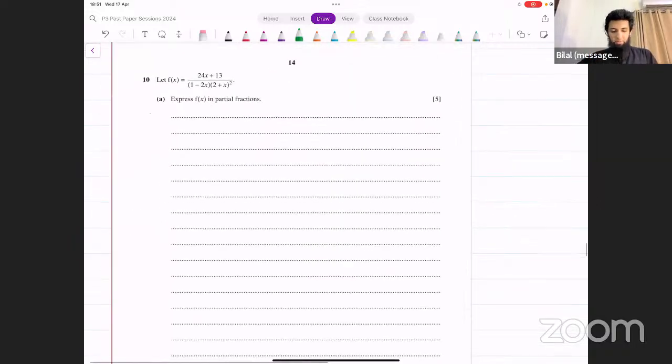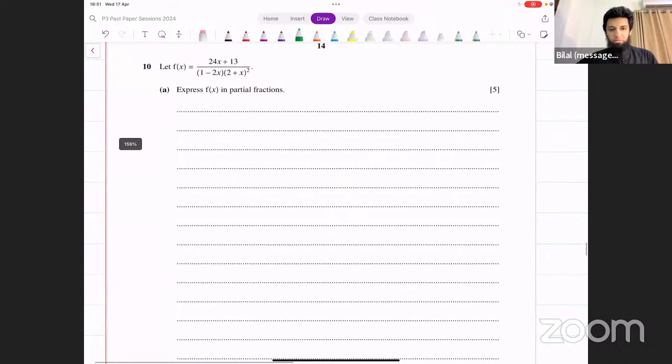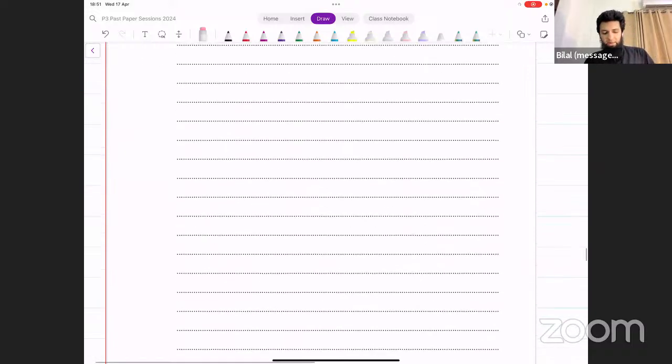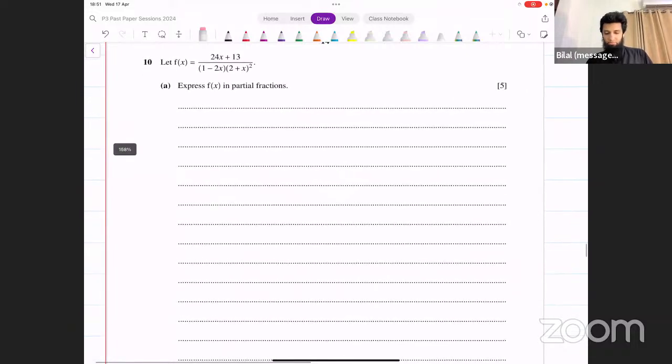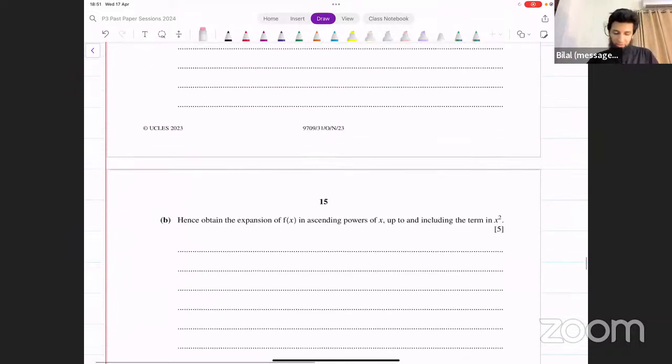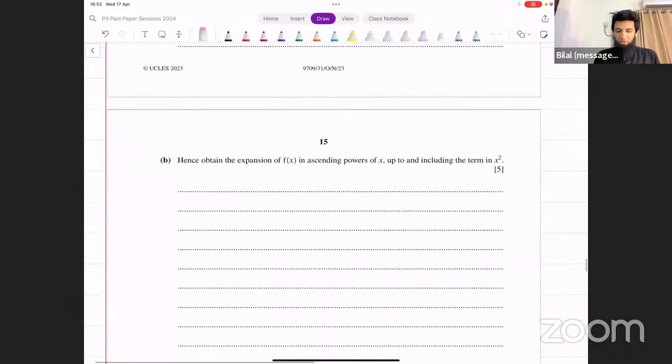Okay, let's move on. Question number 10. For volume, you have that other formula, pi y squared integration of x. If it's with x-axis, with y-axis, you have pi x squared y. So you have to find square first and then integrate. Okay, next we have partial fractions and binomial. Let's actually complete the paper. Hopefully we can do this. How long is this one? Okay, let's try to be quick now.